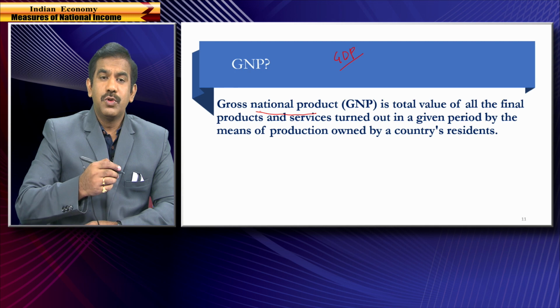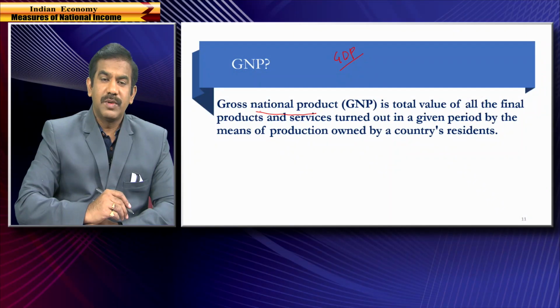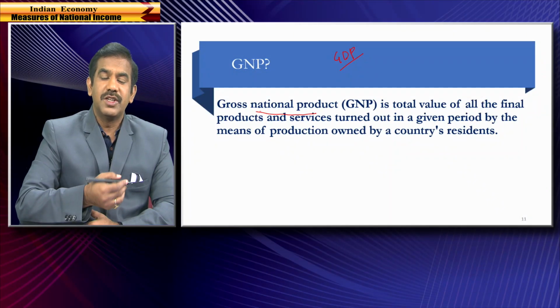Anything produced in my country is GDP; anything produced by my people, in my country or any part of the world, is GNP. Let's say your brother is working for some company in the United States of America. The salary that he is making, and since he is an Indian citizen, maybe he has been there for a temporary period of time, but he belongs to India, he is an Indian national.